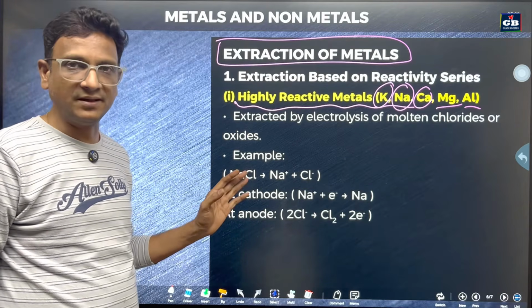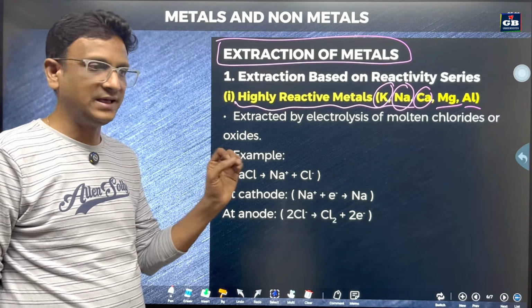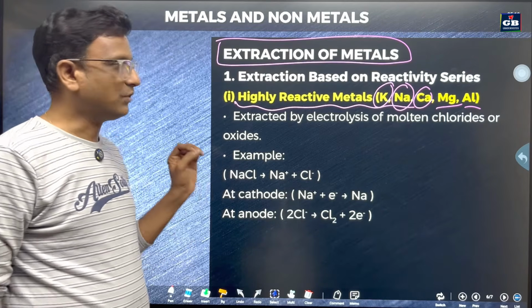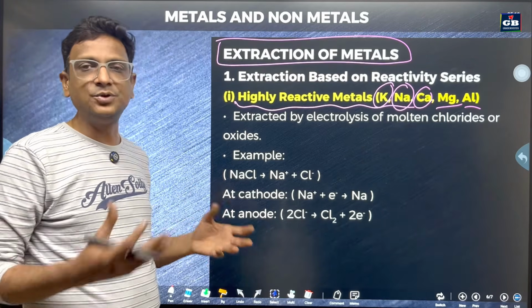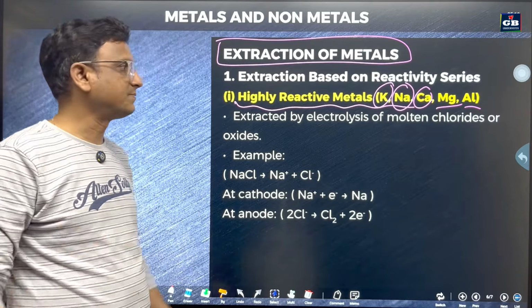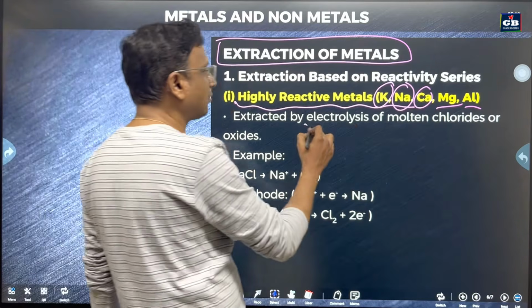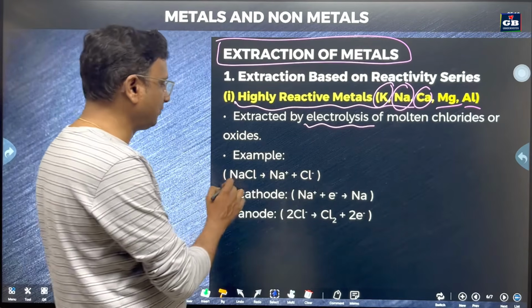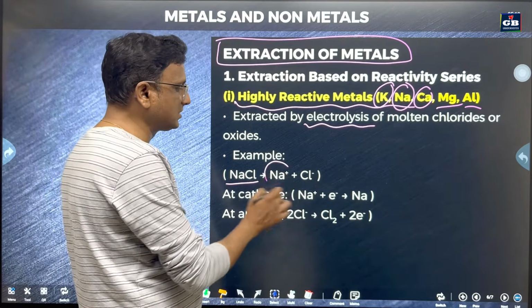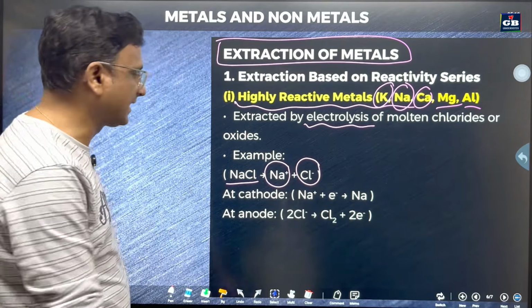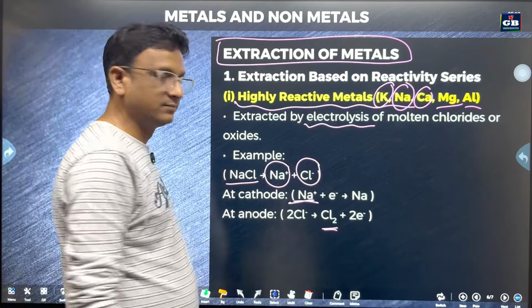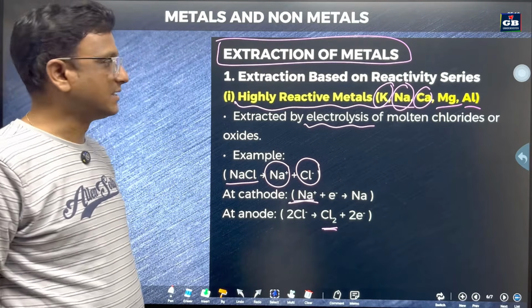In this method, there is no need of refinement. Finally, you will get the pure metal by doing this. You need not do any other steps. Directly, this electrolytic extraction helps you to get the pure metal. For example, sodium chloride: by electrolysis, you will get sodium and chlorine. At the cathode, you will get sodium. At the anode, you will get chlorine. In this way, you can easily separate them.